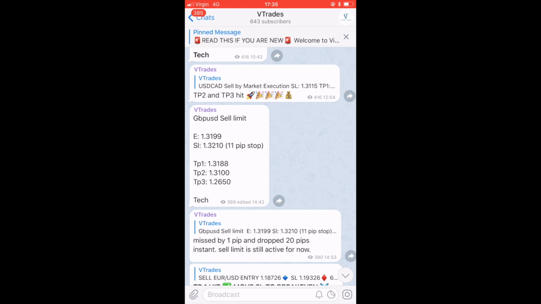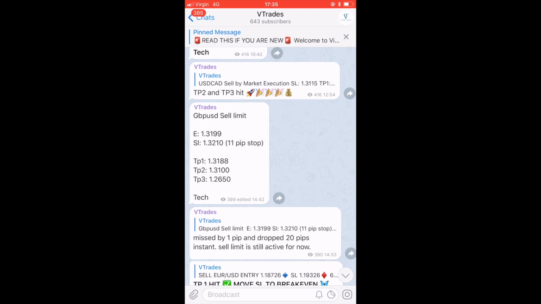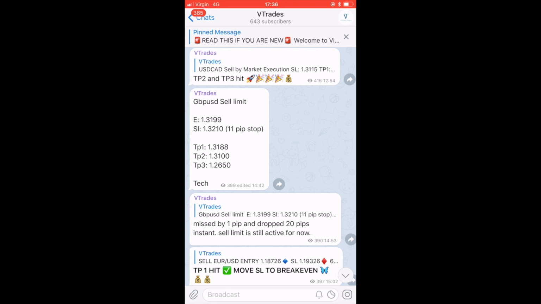All right, guys, so here's our trade ideas group, and this is exactly where I tried to get the team in on the GBP USD sell. You can see right here it says entry 1.3199, so this was me trying to be one pip beneath perfect, right? Had a stop loss of 11 pips, and then look, later on down the line, you can see down here I said missed by one pip, and then it dropped 20 pips instant.